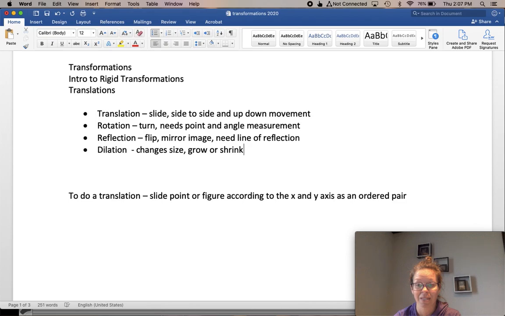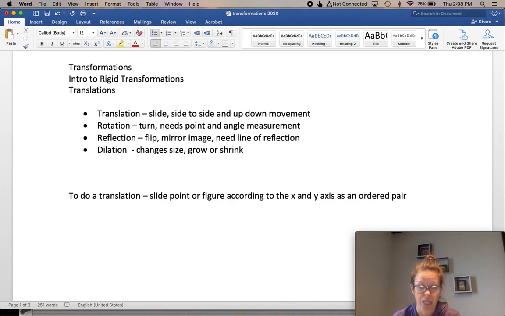The other 3 will maintain the same size, although they may change the orientation of it. So they might be facing in a different direction, still going to be the same size. Dilation, it's actually going to get bigger or smaller. Okay? So those are the 4 different types of transformations, and we will spend a day talking about each of those. Today we are specifically going to focus in on translations, the first one of those.